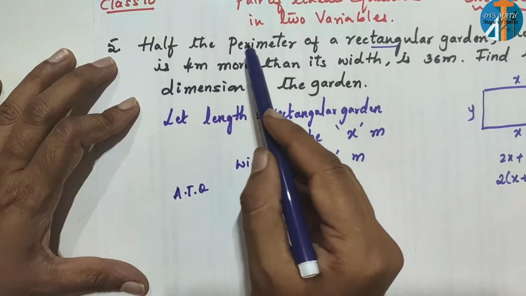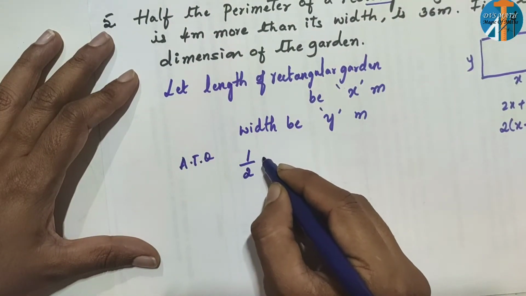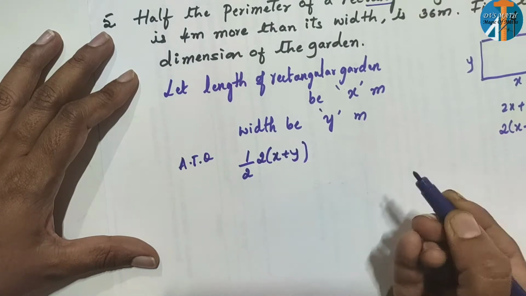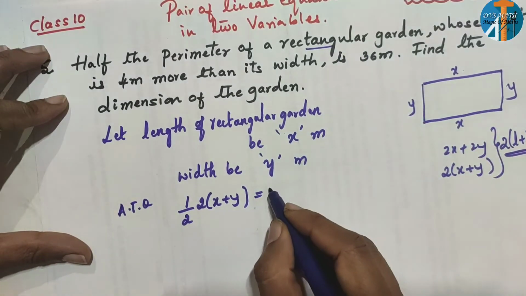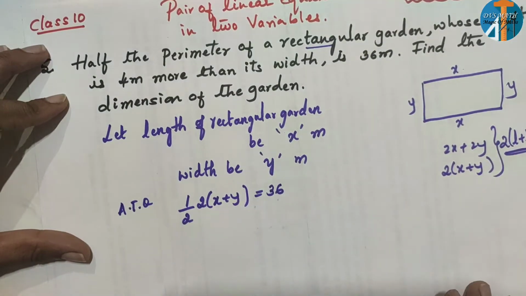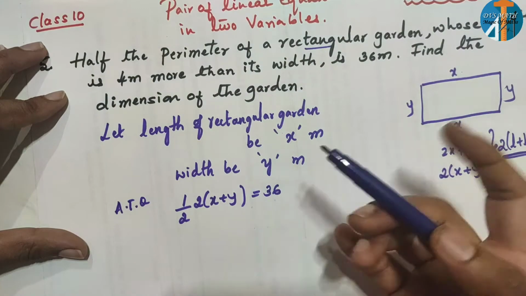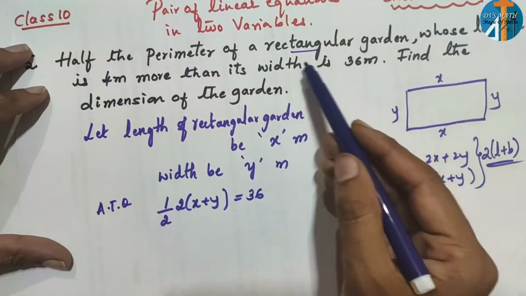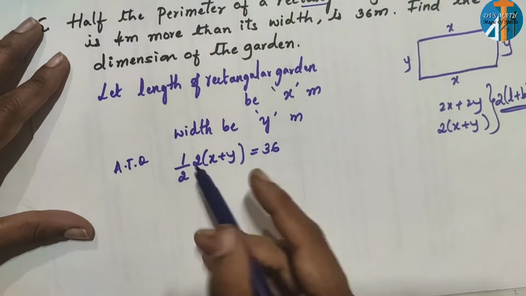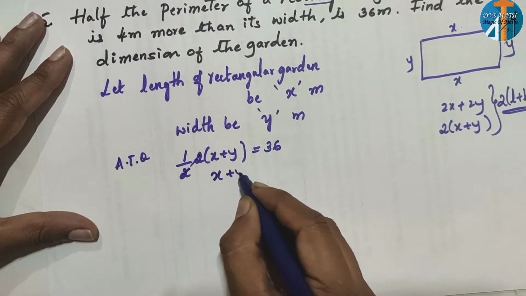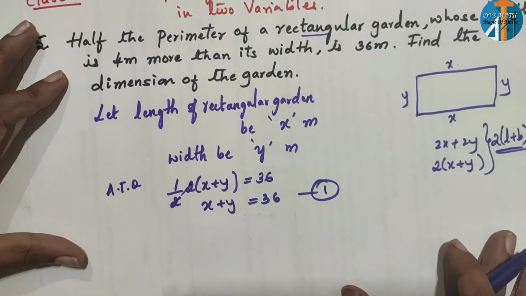What are they saying? Half of the perimeter of the rectangular garden. So half the perimeter means you will get 2 times (x plus y) over 2, is equal to how much? 36. Don't take the 4 more than it part here, let us take another equation for it, because in this you will get only one equation. First let us take half of the perimeter of the rectangle is 36. So half of the perimeter formula is 2 times (x plus y), the 2 cancels, so you get x plus y is equal to 36. Consider it as equation 1. You got one equation. Then let's go for the next one.